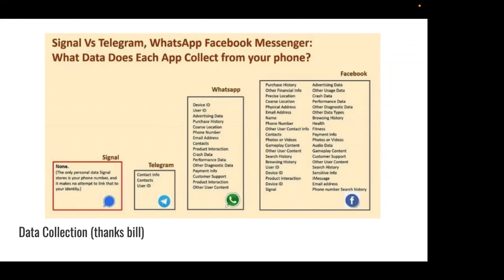And your phone number is what Signal uses to basically know it's you. So you are your phone number. So for example, you can get a random phone number and use Signal, and they won't know your name, your address, your location, your age, your gender, anything like that. With Telegram, it will know your contact info, contacts, and user ID. And then WhatsApp is just pretty much anything it can get its grubby little hands on.